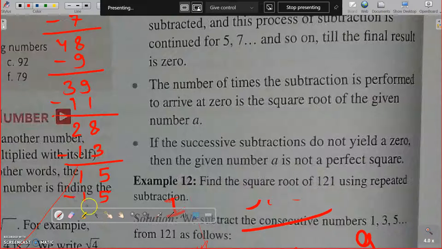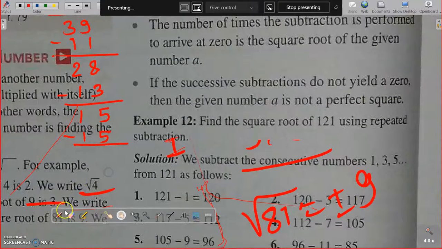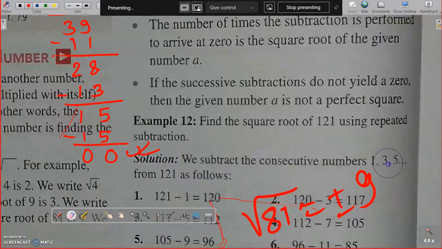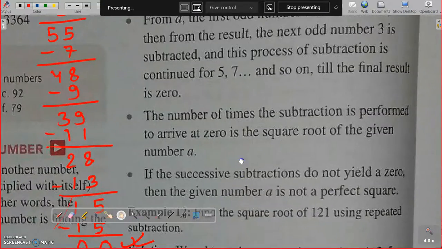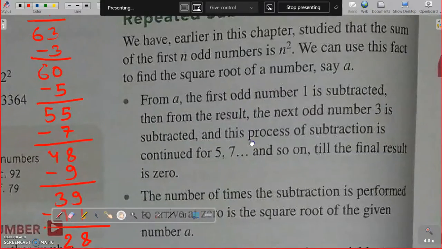You see, when you are subtracting all these numbers and it comes to 0, that means what? It is a perfect square. If it doesn't come to 0, that means it is not a perfect square. And if it is a perfect square, of course its square root will also be there. And its square root is how much? We can find it simply by counting how many times we subtracted.